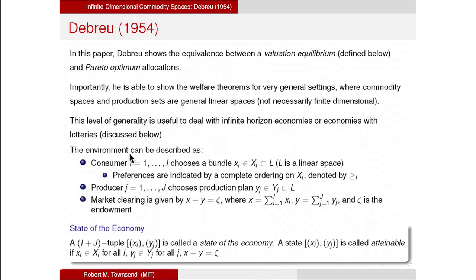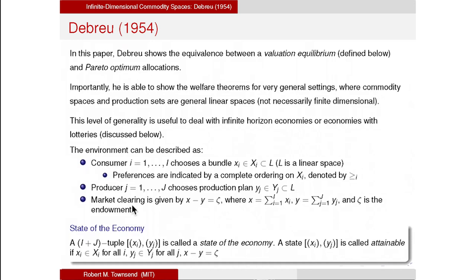Pareto optimality was defined the same way. The environment is similar. We have a finite number of households getting allocations in their consumption sets. But when it says the consumption set is a subset of this L, it no longer means a finite dimensional Euclidean space. It's an arbitrary linear space, conveniently denoted L for linear. Preferences have a complete ordering, that's rationality. Producers J have a production set, choosing objects in the set, also a subset of the linear space.